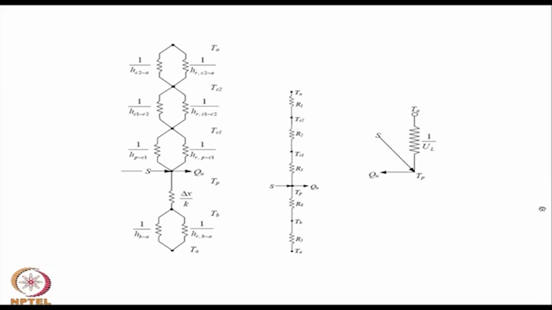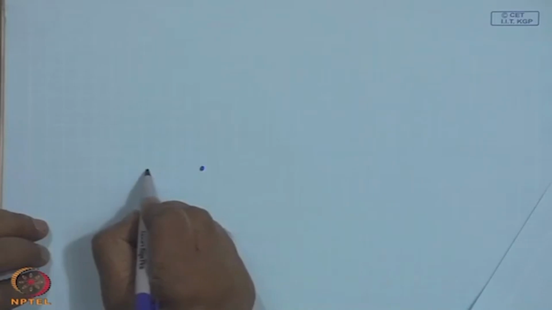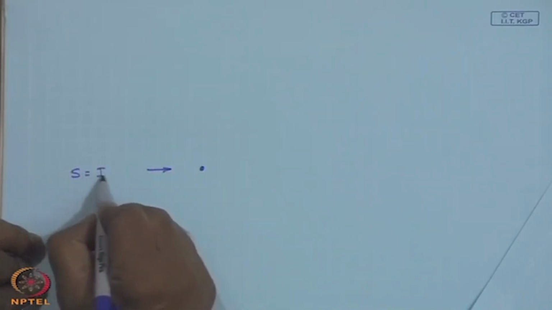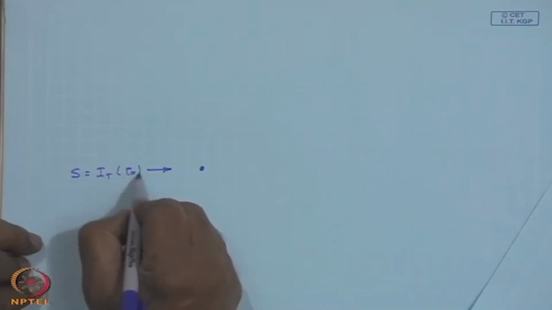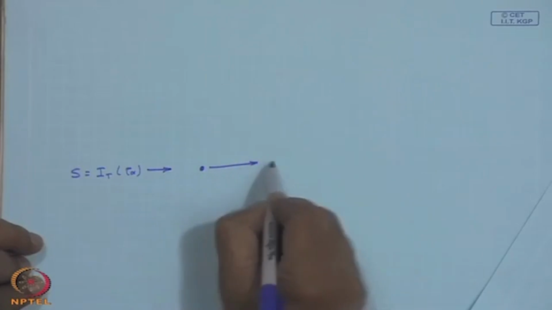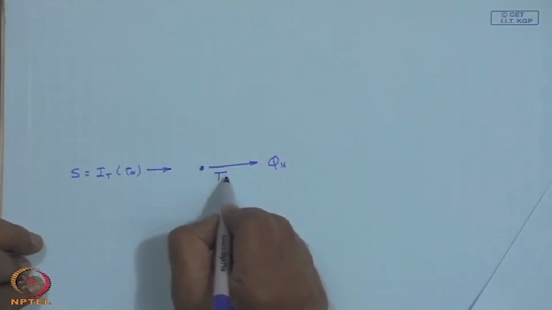is the useful energy. We will try to put down the thermal network and then calculate overall loss coefficient U L in terms of the thermal resistances. If the plate can be represented by this point, the absorbed energy S equal to I t times tau alpha will be entering, and Q u will be the output, and this is at temperature T p.